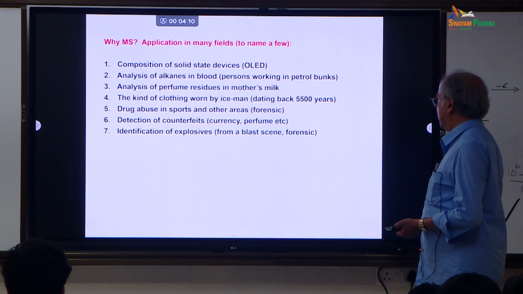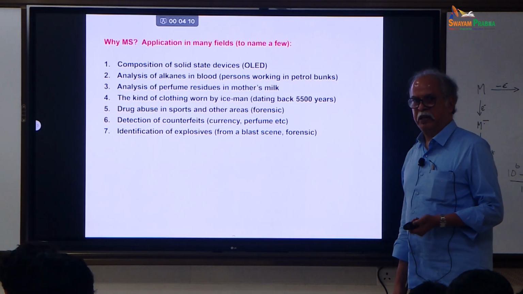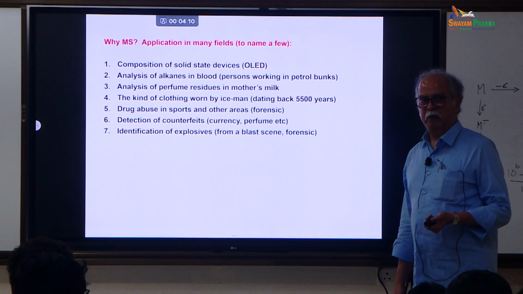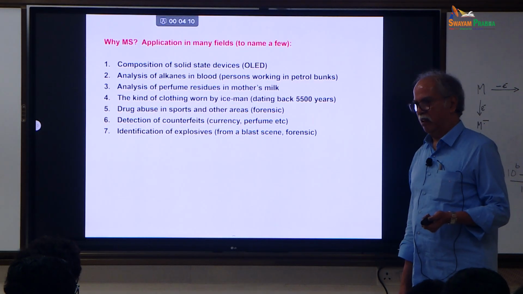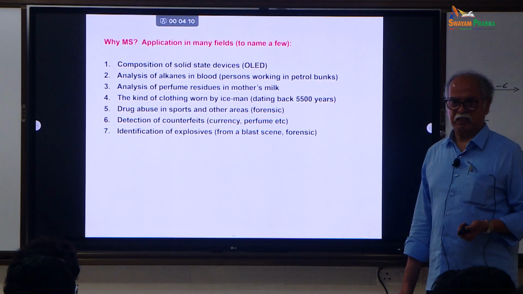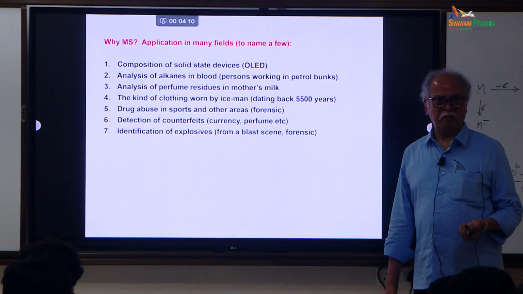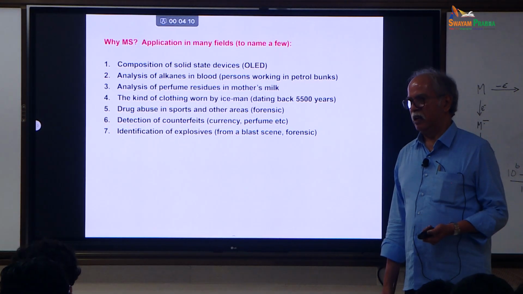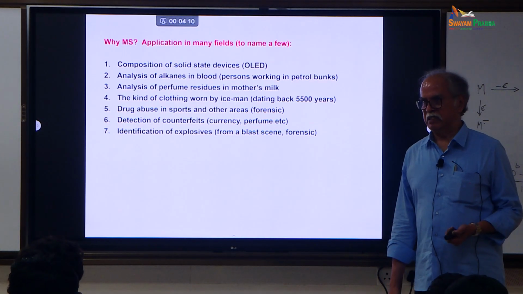Drug abuse in sports and other areas. Mass spectrometer is a very common equipment in analytical labs. I don't know how many of you watch CSI and FBI and things, the American shows. As soon as the sample comes, they will say, I am going to analyze it with a mass spectrometer. It is available to a layman these days.